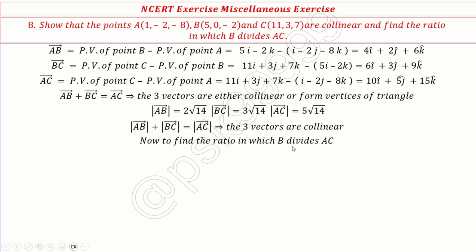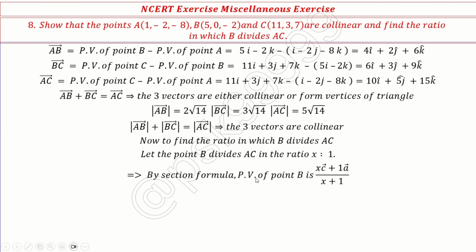Now to find the ratio in which B divides AC, let's assume that B divides AC in the ratio x is to 1. Why do we need to take x is to 1? Why not m is to n? If you take m is to n, you will have two variables to solve. Here you have one variable and you will get the answer as a rational number, which is nothing but the ratio. This is a simple trick. Not only here, in many places, especially in Olympiad, you have to use this. I'm sure you will use this trick somewhere.